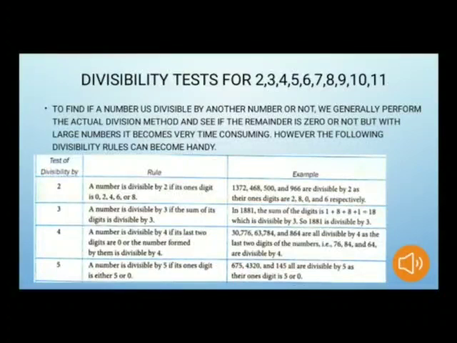Now let's see the test of divisibility by 5. A number is divisible by 5 if its ones digit is either 5 or 0. As you can see in the example, 675, 4320 and 145 all are divisible by 5 as their ones digit is 5 or 0.